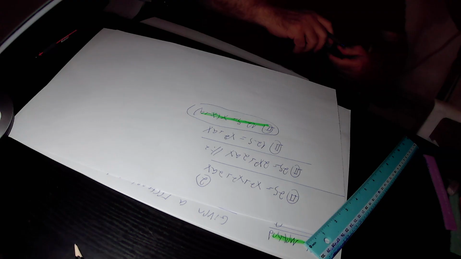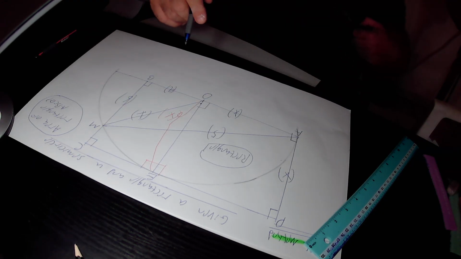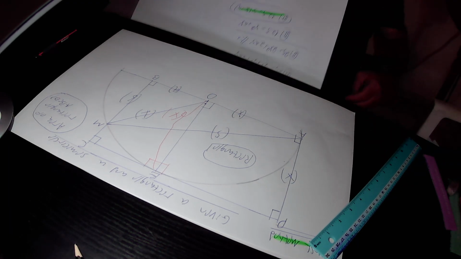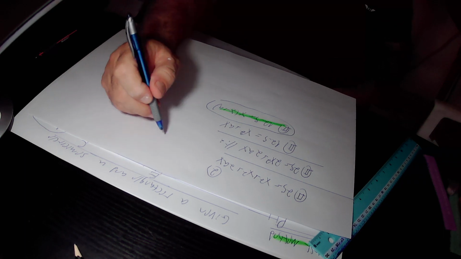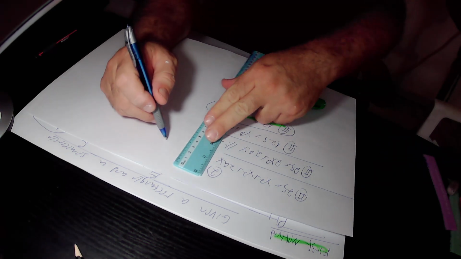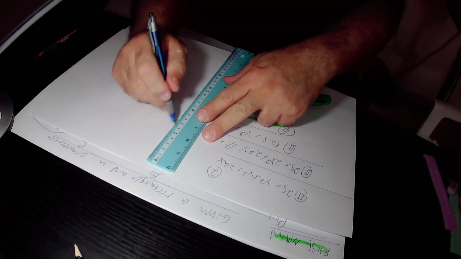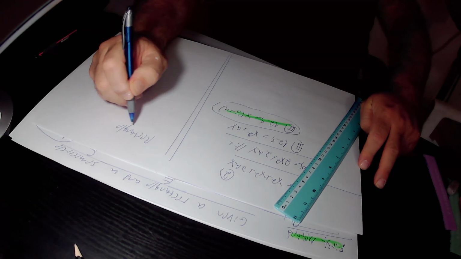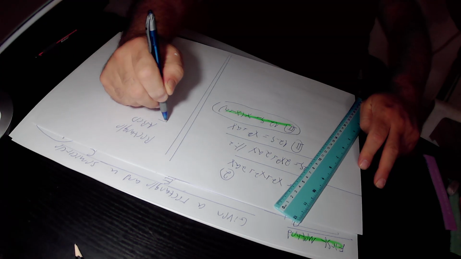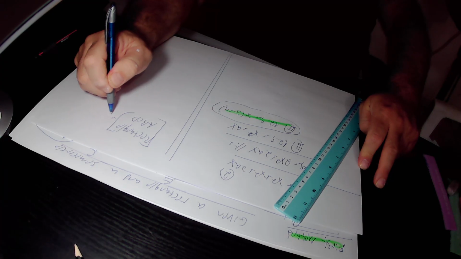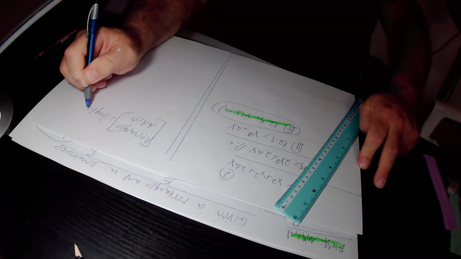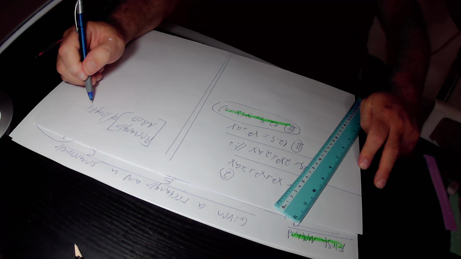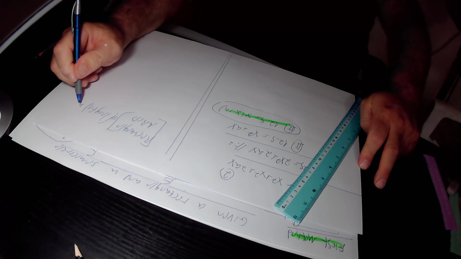Our mission is to find the area of this rectangle ABCD. So what is the area of rectangle ABCD? The area of rectangle ABCD is equal to the length of the rectangle times the width. It is true in any rectangle, and it is especially true in our rectangle ABCD. So it is the length times the width.